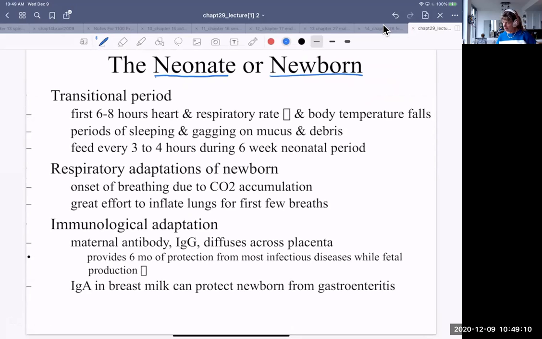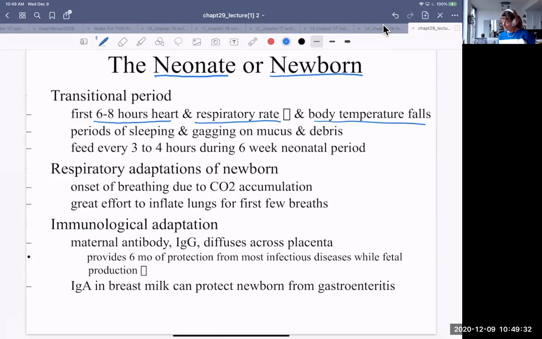The transitional period's first 6 to 8 hours, the heart and respiratory rate increase, body temperature falls. There are periods of sleeping and of some gagging to get rid of mucus and debris.